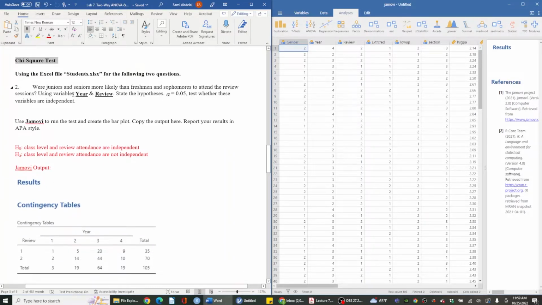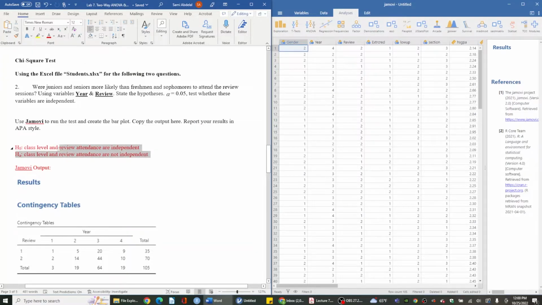So we're going to be looking at question number 2. Were juniors and seniors more likely than freshmen and sophomores to attend review sessions? And then year is categorical because we have juniors, seniors, freshmen, and sophomores. So we're comparing groups categorically. And then we have the review sessions. So did they attend the review session or did they not attend the review session? And then we have our hypotheses here. Make sure to state them, that the class level and review attendance are independent from one another.